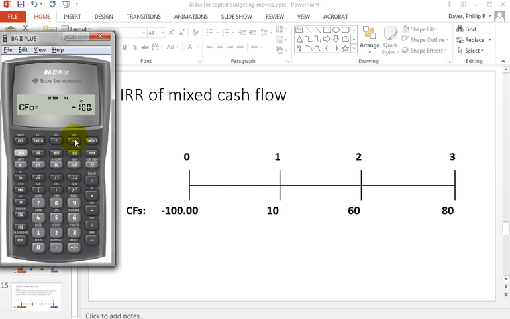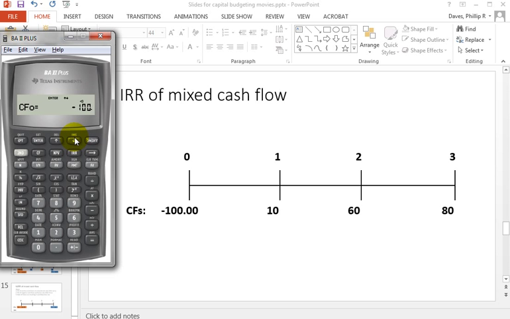And now let's page through and make sure all the numbers are correct. Negative 100, cash flow 0, 10, frequency of 1, 60, frequency of 1, and 80, frequency of 1. And make sure there's no others. Cash flow 4, we're done.